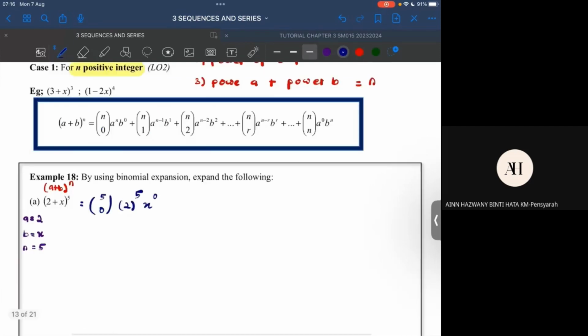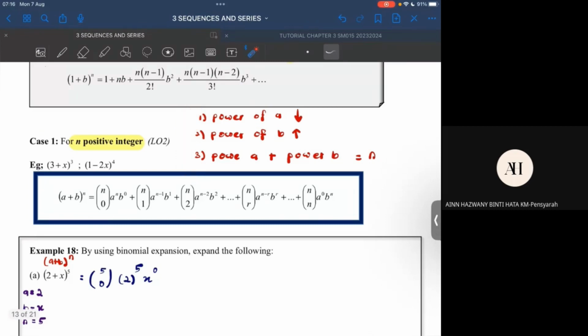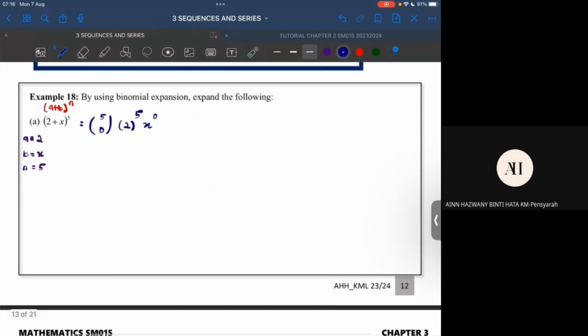Okay, and then teruskan, barulah kita pakai yang 3 benda ni. Okay, power of A akan turun, power of B akan naik. So sekarang plus. Okay, 5 kekal sebagai 5, R dekat sini akan naik sampailah kamu jumpa 5, 5 kita akan berhenti. Okay, so 1. So power of A akan turun. Sekejap saya tulis sikit. 2 to the power of 5. Okay. Power of A akan turun. So kat situ 5, kat sini akan jadi 4. Power of B akan naik. Dekat sebelah 0, sini akan jadi 1. And then teruskan lagi. Sini akan jadi 5, 2 to the power of, turun, naik.